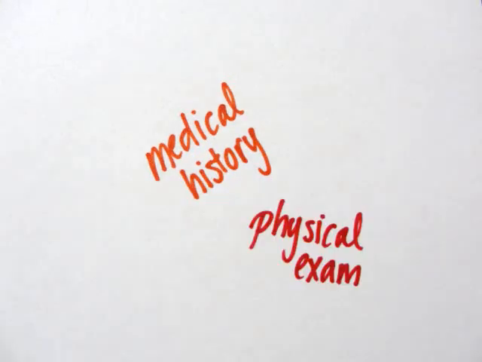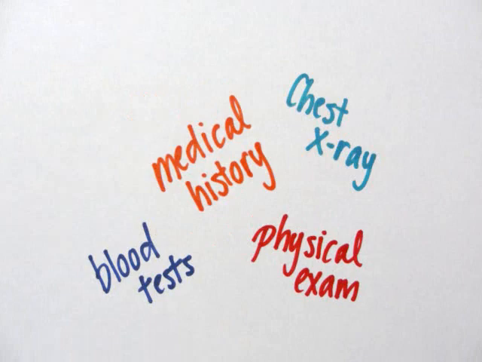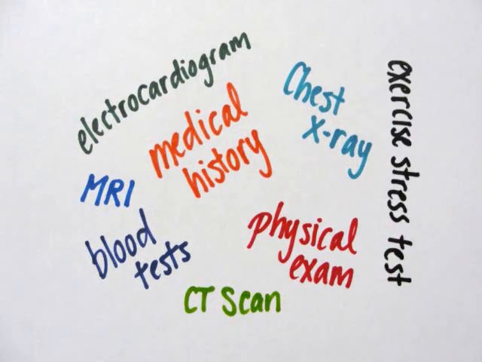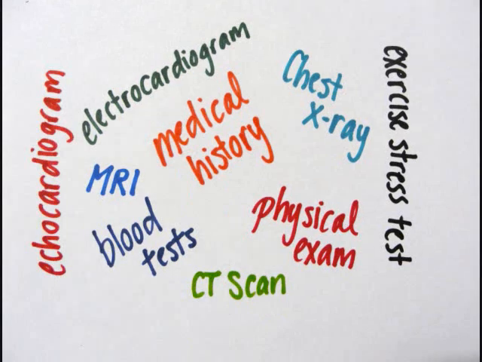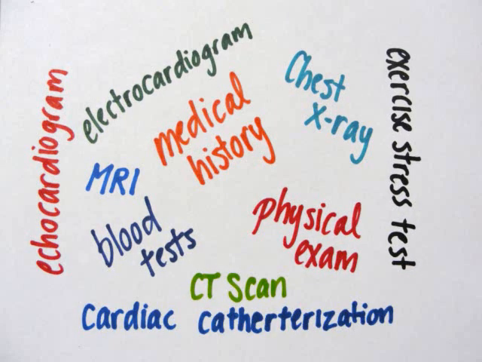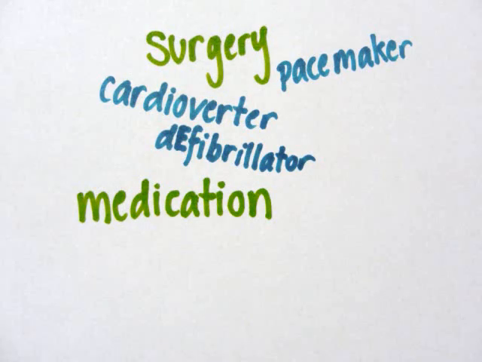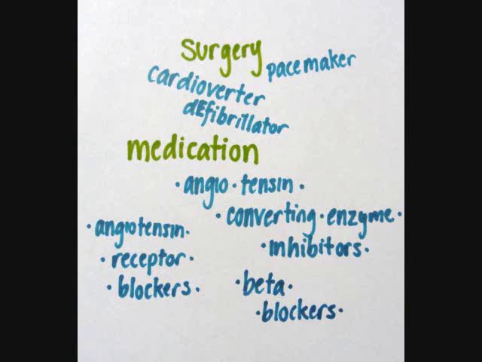Doctors base your diagnosis off your medical history, physical exam, blood test, chest x-ray, electrocardiogram, CT scan, MRI, exercise stress test, echocardiogram, and cardiac catheterization. Treatment may have to include a combination of surgery and medication. Surgery involves a pacemaker or a cardioverter defibrillator. Medication includes angiotensin-converting enzyme inhibitors, angiotensin receptor blockers, and beta blockers.